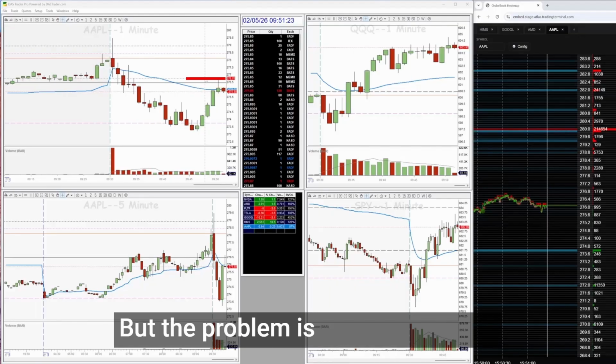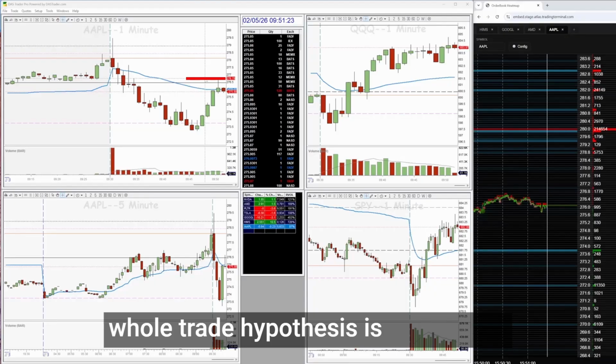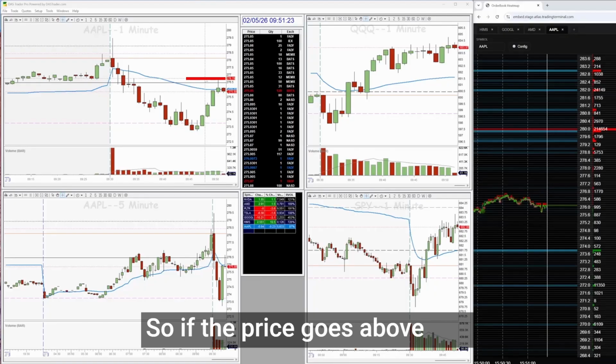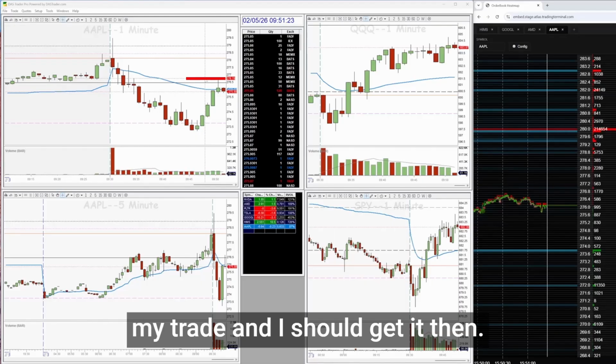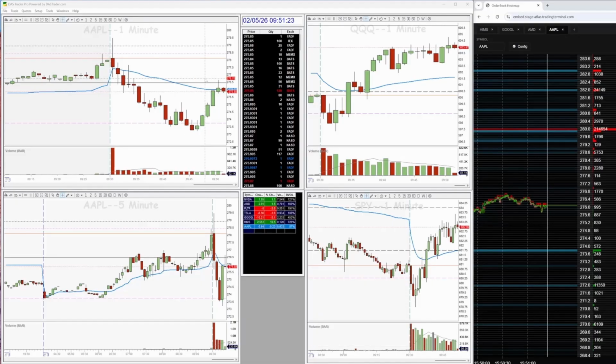But the problem is my stop actually needs to be up here, because my whole trade hypothesis is that there's a rejection of the previous day close. And so my trade is invalid once that isn't true. If the price was above this line where my stop loss is, then that means I was wrong about my trade and I should get out. So let's take a look and see what happens here.